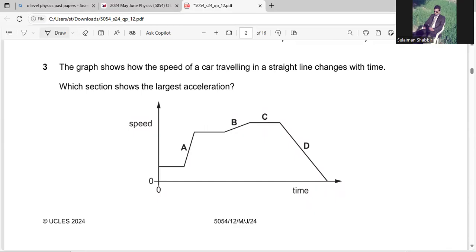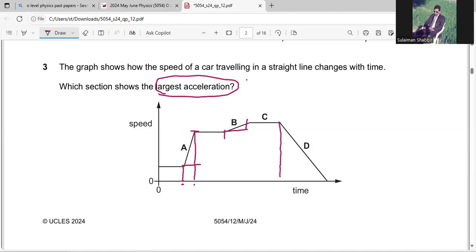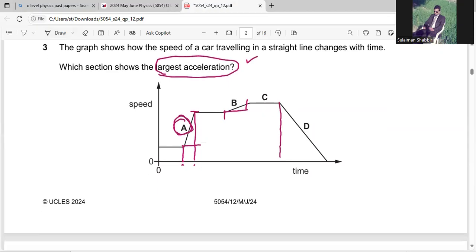If I look at option A, the speed changes from this point to this point in a short time. But if I look at B, it is changing very little as compared to time. C is not changing and D is decelerating, and he is asking about the largest acceleration. So option A is the right answer for this question.